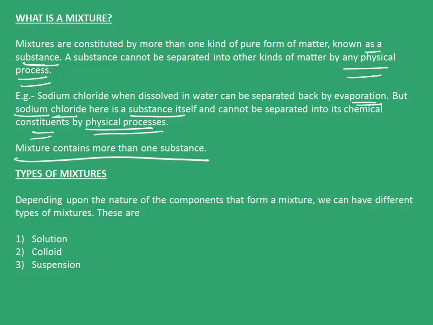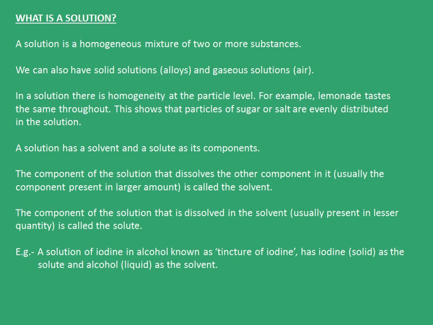So what are the types of mixtures? Depending upon the nature of the components that form a mixture, we can have different types of mixtures. These are solution, colloid, and suspension. Let's first see what is a solution. A solution is a homogeneous mixture of two or more substances. We can also have a solid solution and a gaseous solution. The examples of solid solution are the alloys, and the example of gaseous solution is air.